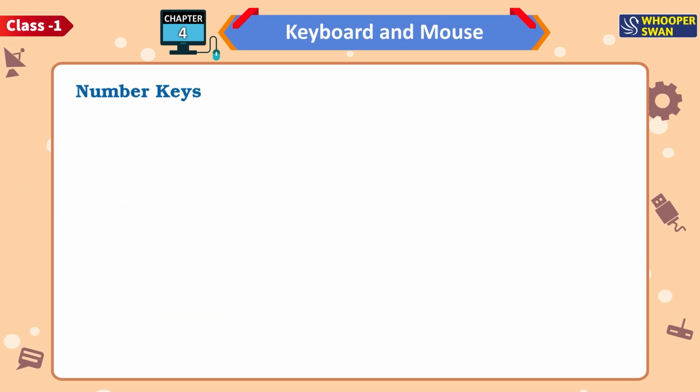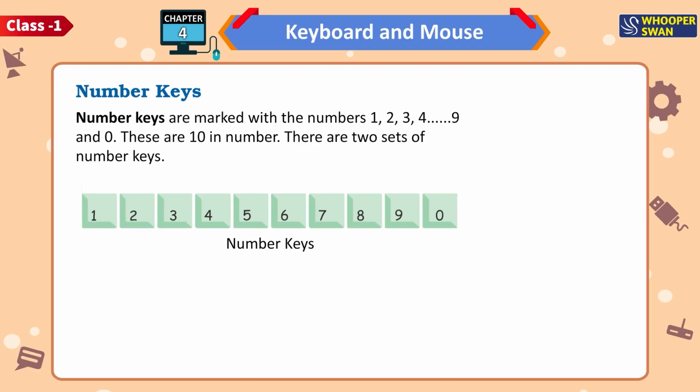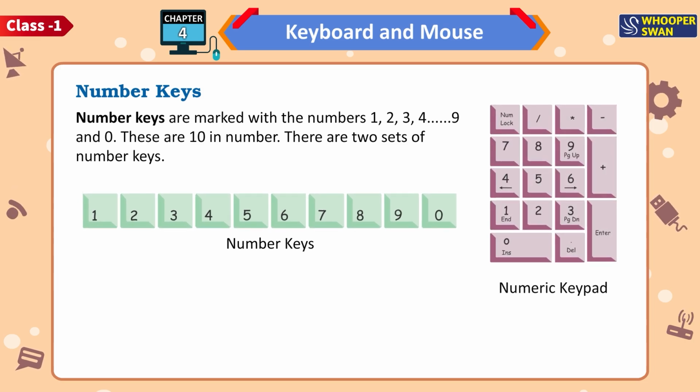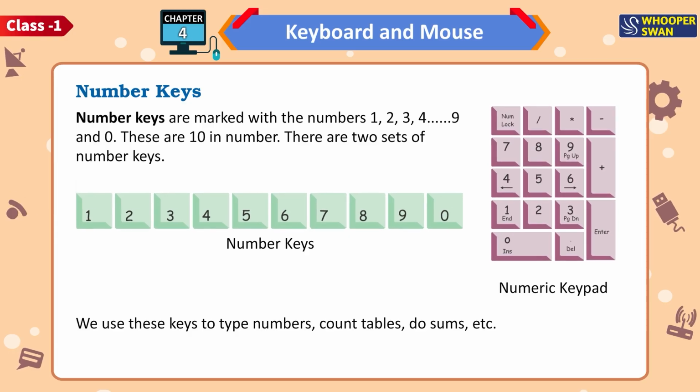Number keys. Number keys are marked with the numbers 1, 2, 3, 4 to 9 and 0. These are 10 in number. There are 2 sets of number keys. We use these keys to type numbers, count tables, do sums, etc.